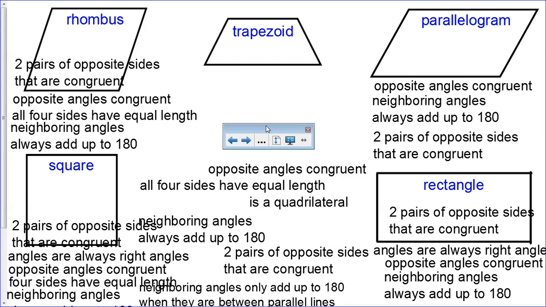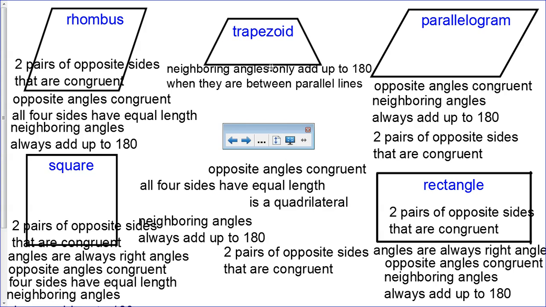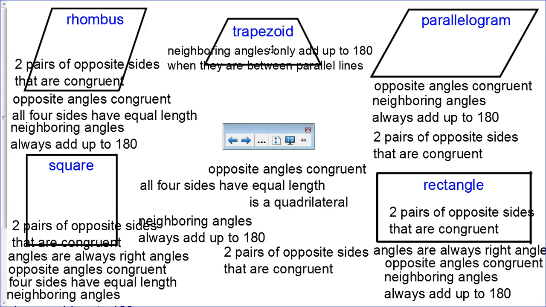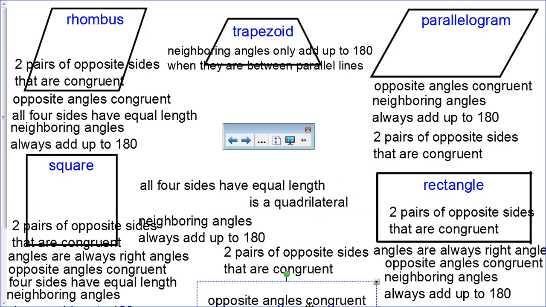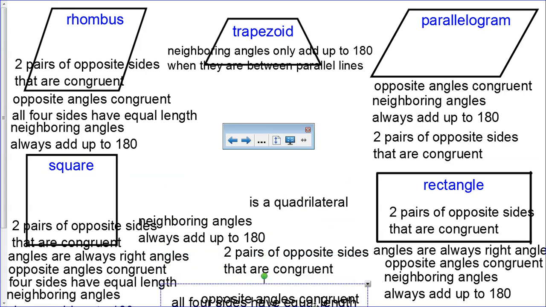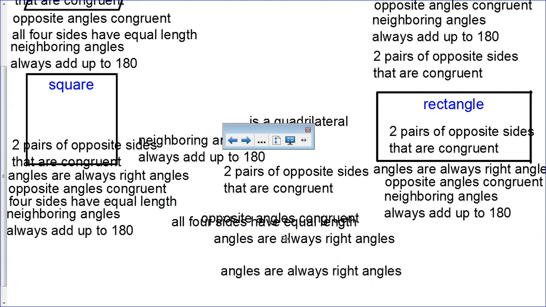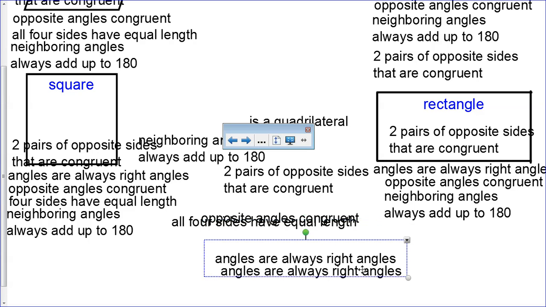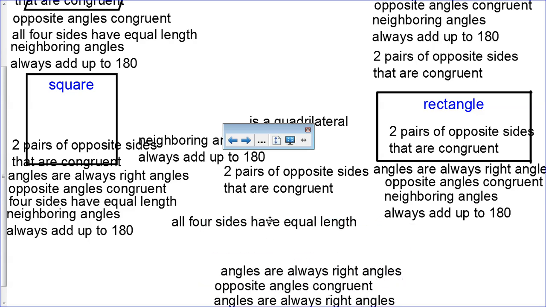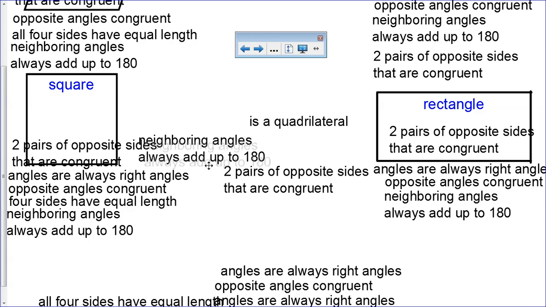And then finally, neighboring angles only add up to 180 when between parallel lines. That's only true in the trapezoid. I'm going to very quickly get rid of these properties here. Just give me a second so we can clean this up. We're going to move all these things down so that we can clearly see everything on the same screen without things really being in the way.